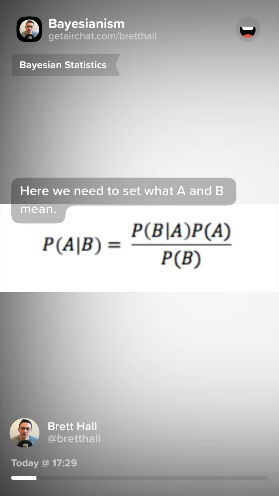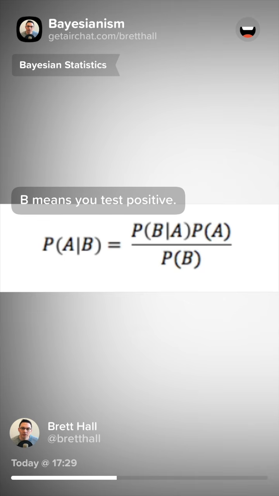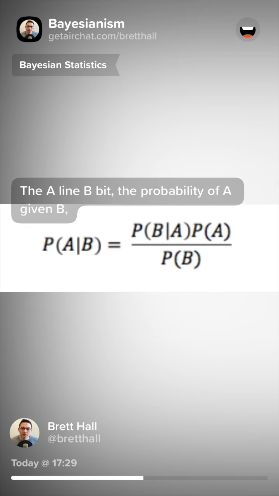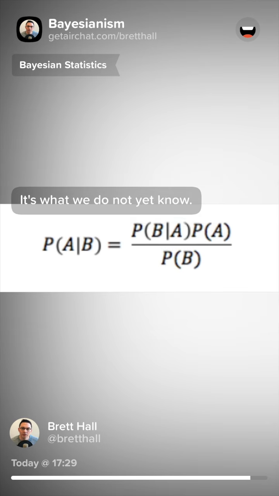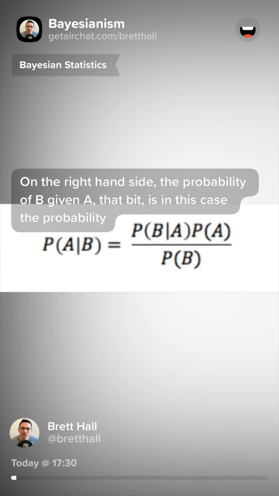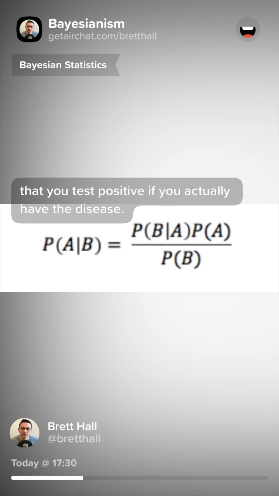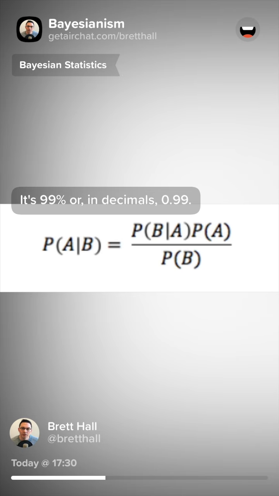Here we need to set what A and B mean. A means you are infected with the Zika virus. B means you test positive. The P(A|B) bit, the probability of A given B, is in this case the probability that you have the disease given you tested positive. It's what we do not yet know. On the right-hand side, the probability of B given A, that bit, is in this case the probability that you test positive if you actually have the disease. We know this. It's 99%, or, in decimals, 0.99.